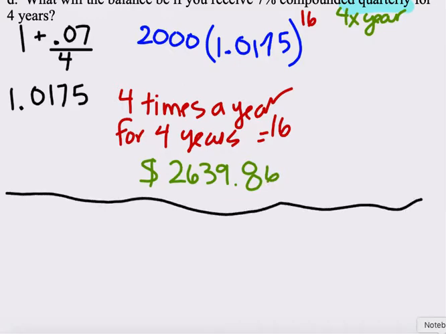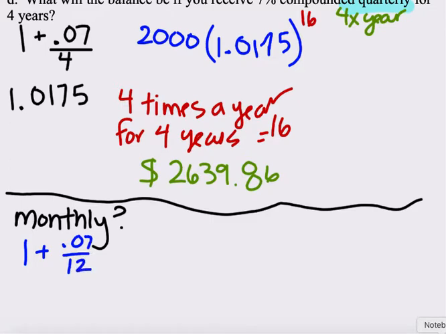Quick question here as a follow-up. What if we were going to be compounded monthly? So it's still a 7% annual interest, but we're compounded monthly this time. Well, you'd have the 1, and the 0.07 would be divided by 12 because there's 12 months in a year. And what would the exponent be? 12 times a year for 4 years, your exponent would be 48.